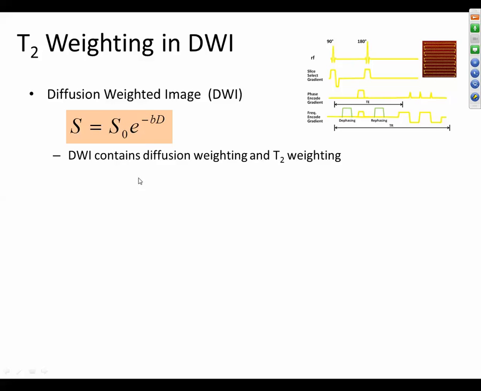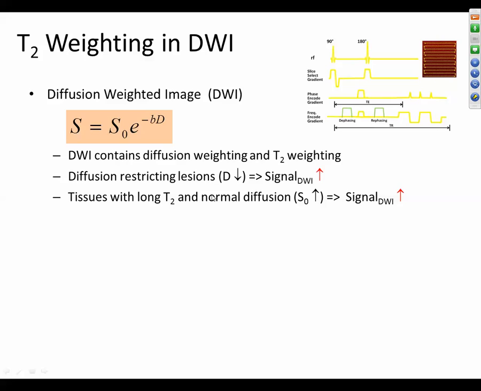In DWI, as we explained, it contains both the diffusion weighting and also the T2 weighting. Remember, long TR and long TE. So that may cause some problems. In what case is the signal intensity in the DWI bright? There are two cases. One is a lesion which has restricted diffusion, which can look bright in the DWI image. The other case is that the diffusion is normal, however the T2 is long. In this case, because this S0 will be big, it will also look bright in the DWI images.